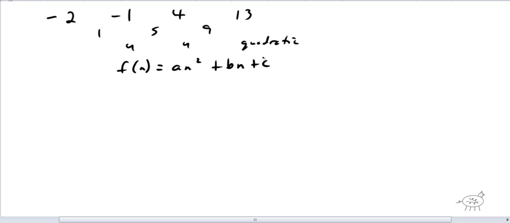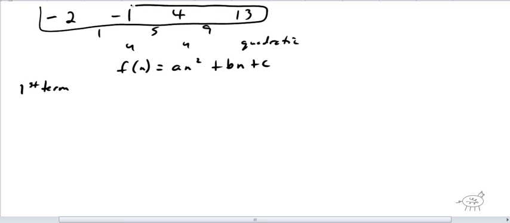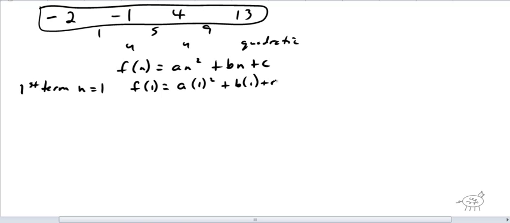And so let's take a look at our first term. Again, these are terms. The stuff below is just to check it. Okay, so our first term is when n equals 1. So we're going to say f of 1, and I'm going to put a 1 wherever I see n. So a times 1 squared plus b times 1 plus c, and that f of 1 is equal to -2.